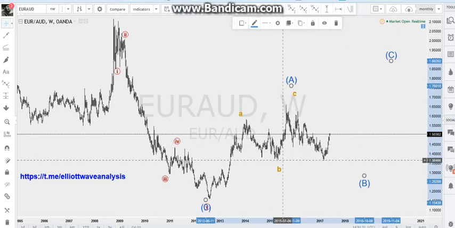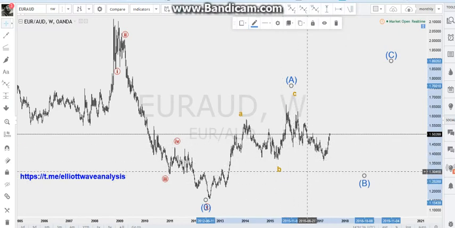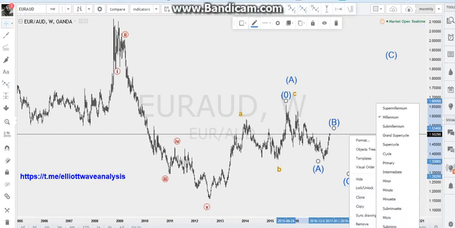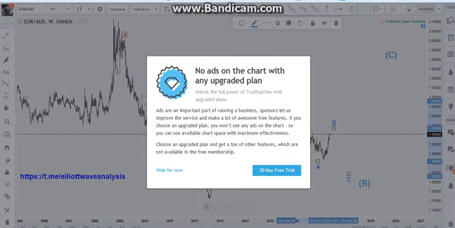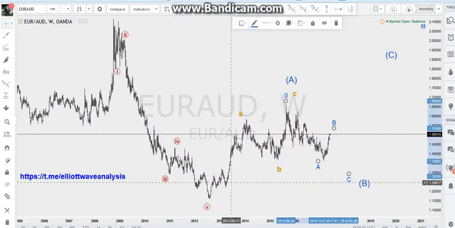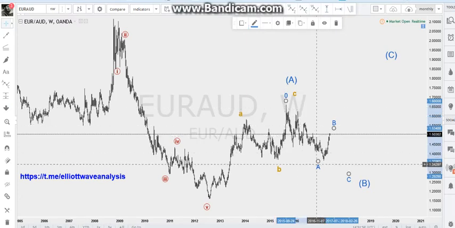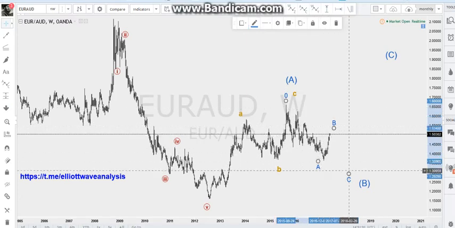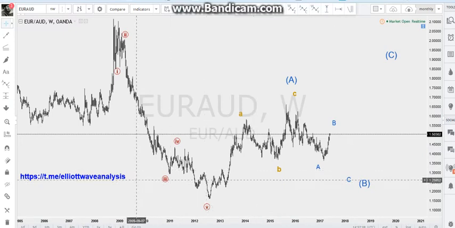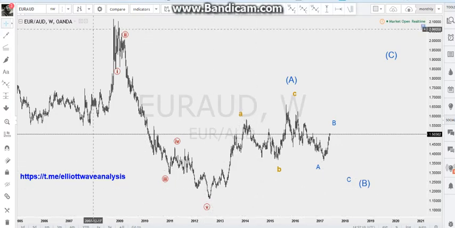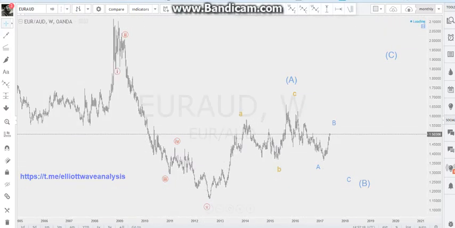But as I explained two scenarios for you, we may have this pattern here: A, B, C, A, B, C, or we may have 1, 2, 3, and go more down. So it is an impulse, it is a corrective wave B, and this will be another impulse wave. So I'm going to test the ABC pattern.